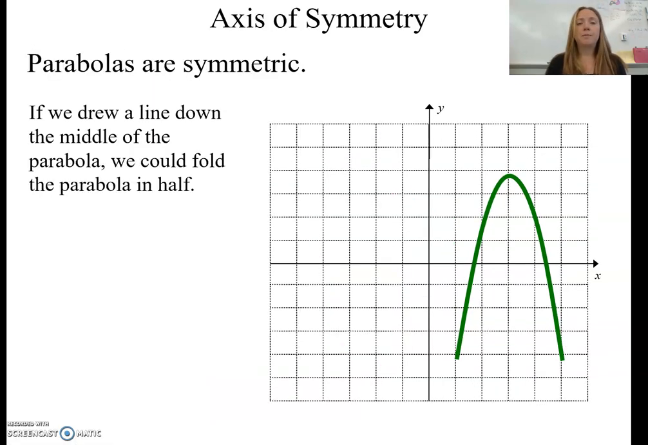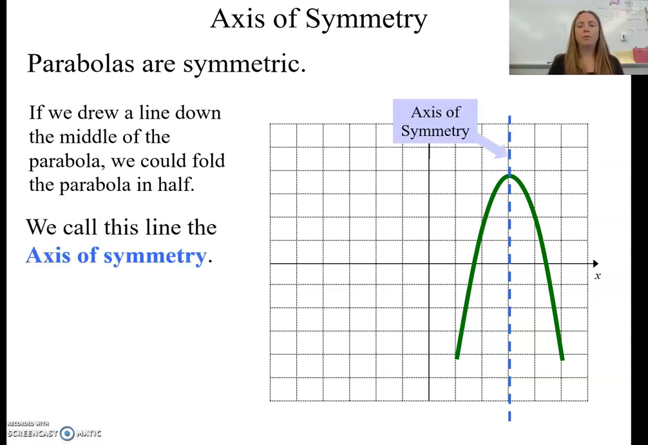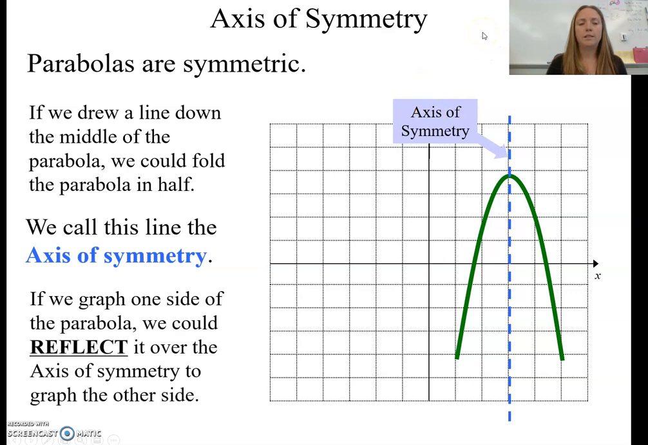They are symmetric. There is a special line that can be drawn straight through the vertex. So remember, the vertex is the highest or the lowest point, and there's a line that can be drawn straight through that, and that is called your axis of symmetry. And what's nice about it is you can fold your parabola right in half on top of itself. So make sure you are drawing that in and calling it the axis of symmetry.